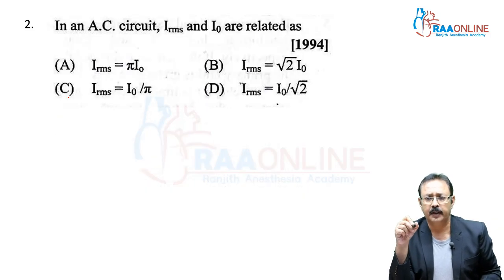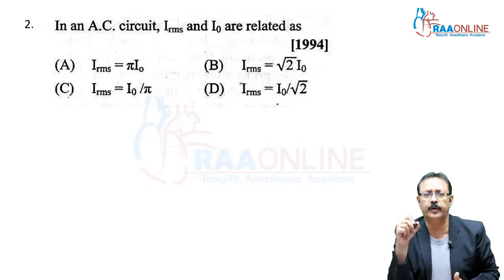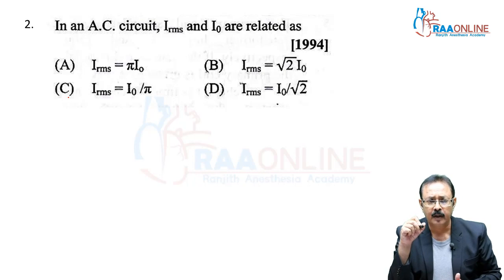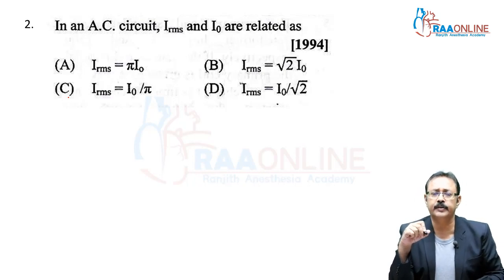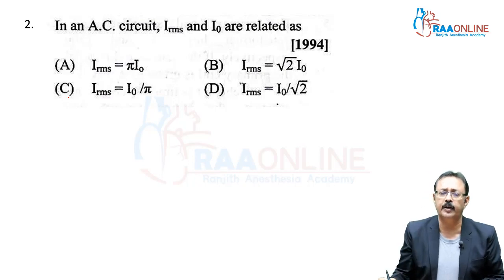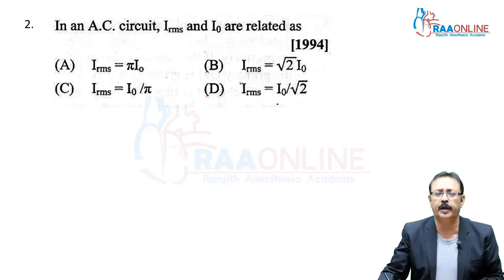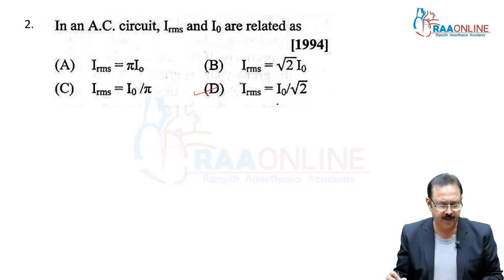Second problem. It is from 1994 AIPMT. In an AC circuit, just we saw that RMS value is 1 upon root 2 times the peak value. So we are going with D option.